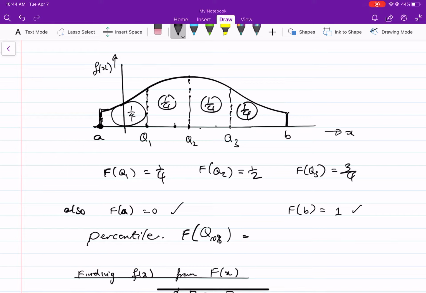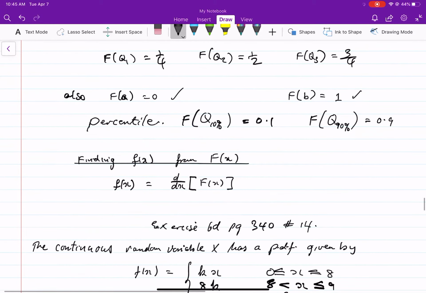That must be equal to, well, how much probability have I accumulated by the time I get to 10%? 0.1. And big F of Q 90%, the 90th percentile, that is equal to 0.9. You solve for the 10th percentile and the 90th percentile in that way. Again, that seems pretty straightforward.